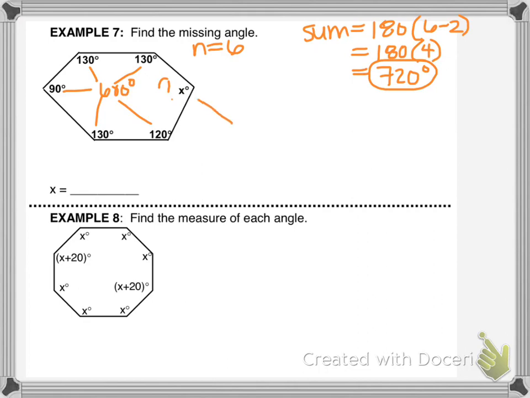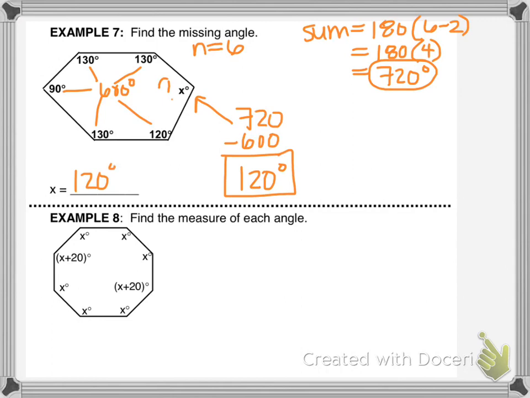So to find the missing angle, we're going to take the sum of them all, which should be 720, subtract out the angles that we know, which are 600, and that'll leave us with 120 degrees for that missing angle measure. Now notice, this is not a regular polygon, so you could not use the formula for one interior angle. This would not work here because all of the angles have different measures. It's not equiangular.